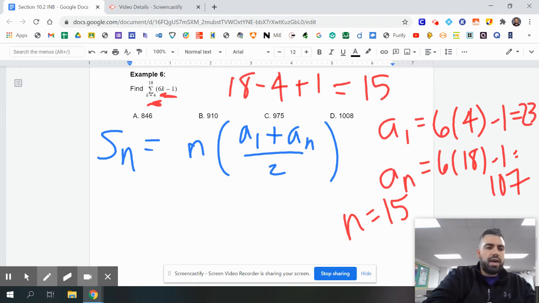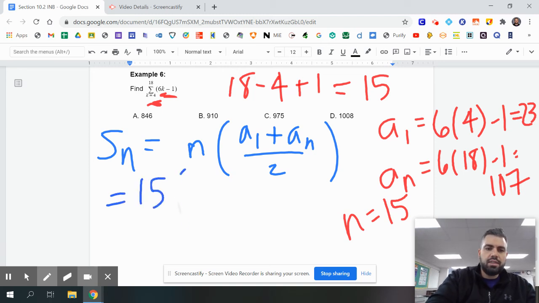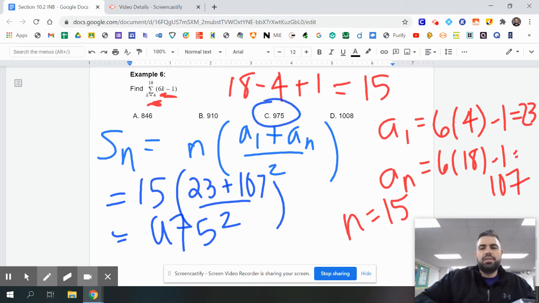So now that I know that, I can just plug my numbers into my series formula, right? So n, we said, is 15 times the first term, which is 23, plus the last term, which is 107, divided by 2. I go to my calculator. So 23 plus 107 divided by 2 times 15. My sum, when I do it on my calculator, is 975. So the correct answer is C.